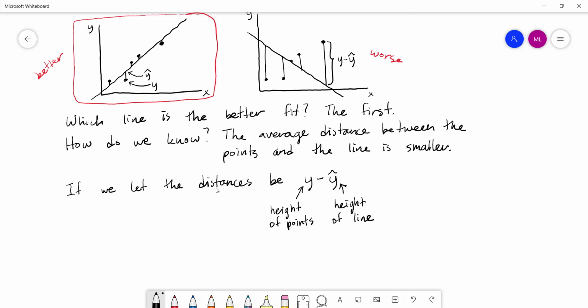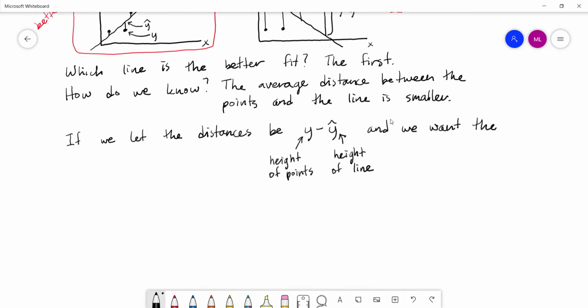Okay, so the distances are given by this expression, and we want the smallest possible values, on average, at least. Then what we should do is basically try to take the average. So we'll take the average of one of these distances.